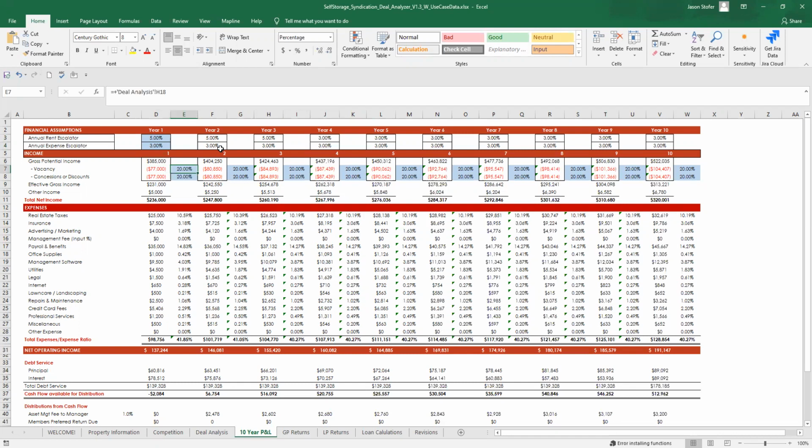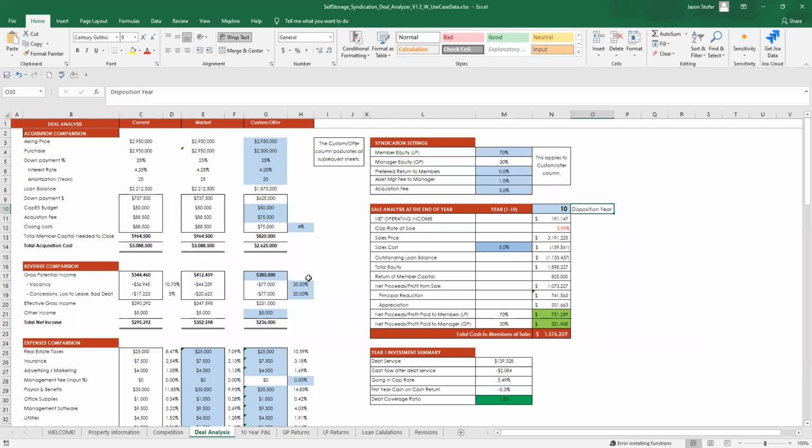Now, I changed my vacancy and concessions here on this deal we were looking at to higher. Let's say this is a value add deal with a bunch of vacancy and a bunch of bad debt or concessions or discounts. Or economic occupancy is really low, right? So what I want to do here is it brings it over from the deal analysis page, and I'll show you real quick. It brings it over from here, right?